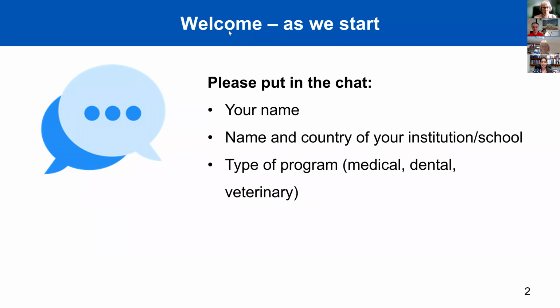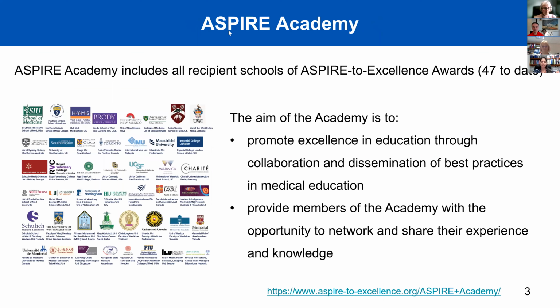While you go ahead and do that, I'm going to get started with a little bit of background about the Aspire Academy that is hosting this webinar. The Aspire Academy includes all the recipient schools of the Aspire to Excellence Awards to date. That's 47 different institutions you see represented in all these lovely logos over here. And it has a fantastic aim. The Academy aims to promote excellence in education. So once the awards have been given out, we don't stop there. It inspires further excellence through collaboration and dissemination of best practices in medical education.